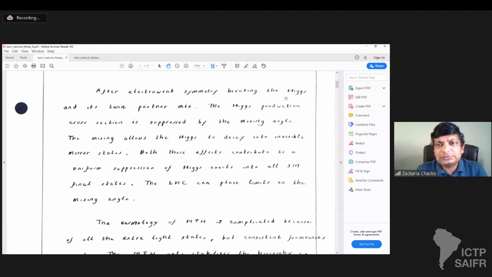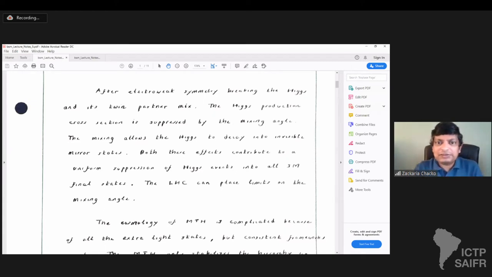After electroweak symmetry breaking, the Higgs and its twin partner, the twin Higgs, mix. Then the production cross-section for our Higgs is suppressed by the mixing angle. So you won't produce as many Higgses as you would in the standard model, because there's a mixing suppression in this twin Higgs model. And this mixing also allows the Higgs to decay into invisible mirror states. So sometimes when you produce a Higgs, because it's mixing with the twin Higgs, it can decay into mirror stuff, twin stuff.